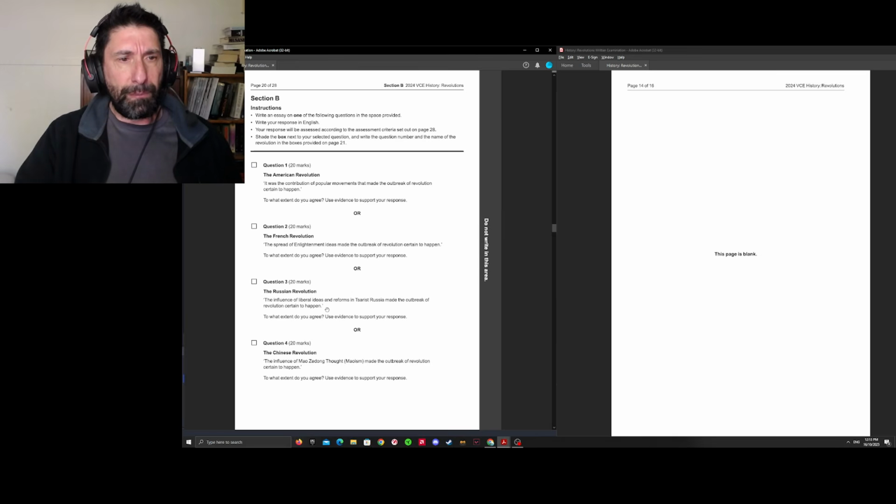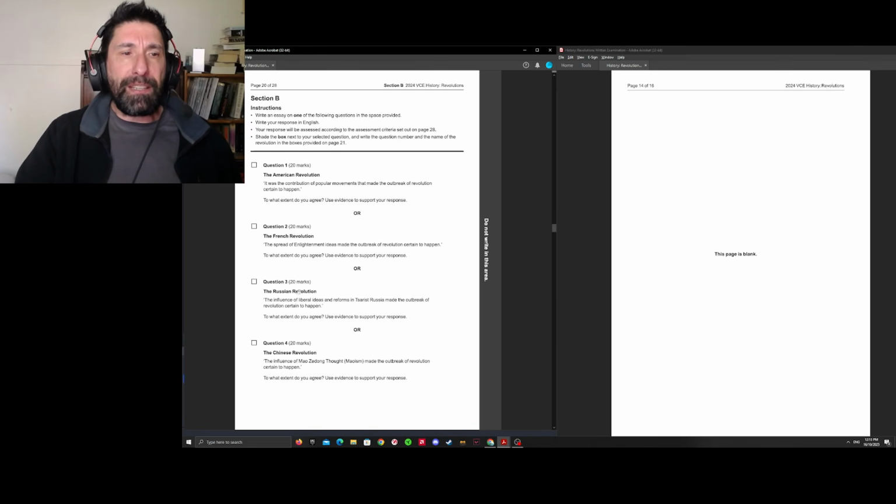So the influence of liberal ideas. And then the second part of the question: to what extent do you agree that the influence of liberal ideas and reforms in Tsarist Russia made the outbreak of revolution certain to happen? This is an evaluation question. You have to either agree with it or not.